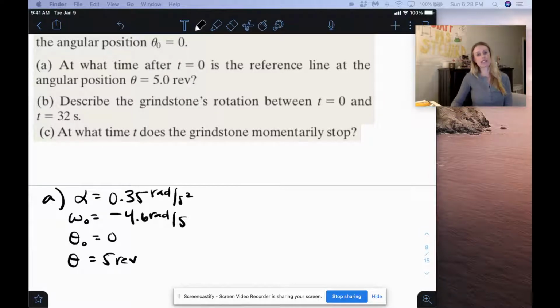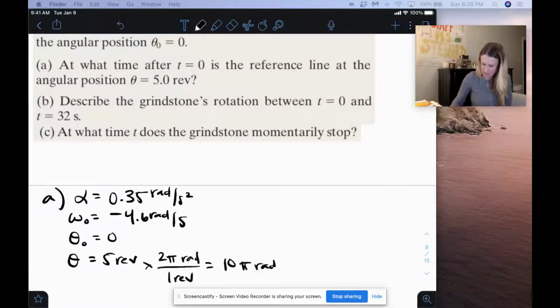Now notice how all of our units are in radians per second, but we have our final angular position in revolutions. So we want to first convert that to radians. Of course we know in 1 revolution there is 2 pi radians. So that is 10 pi radians for our final angular position.